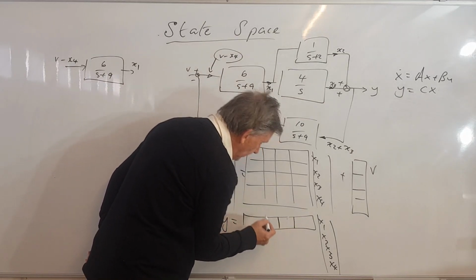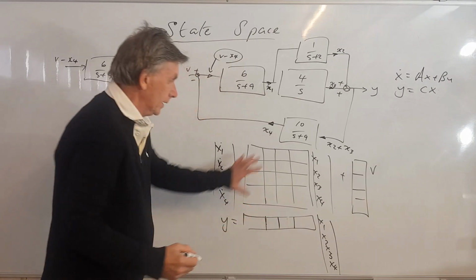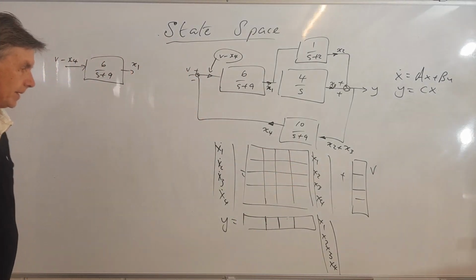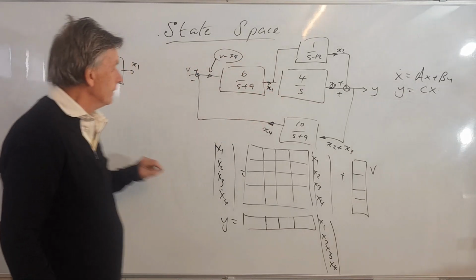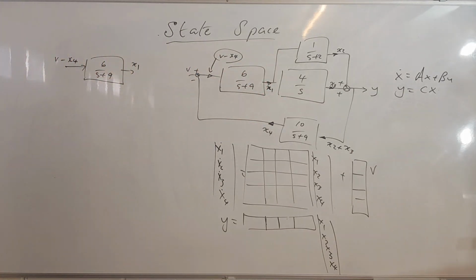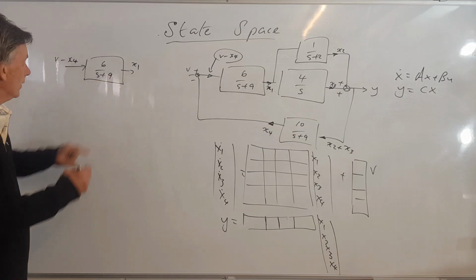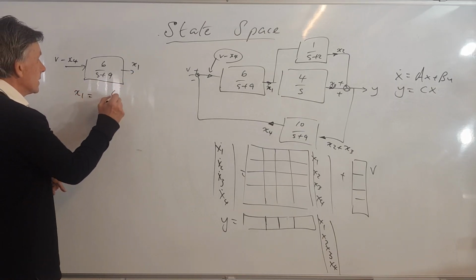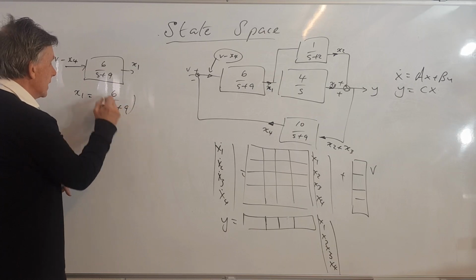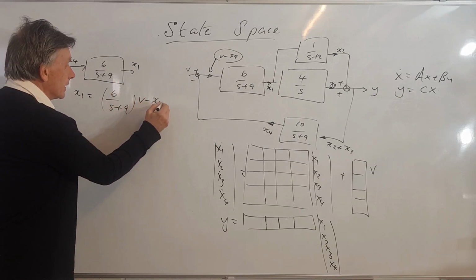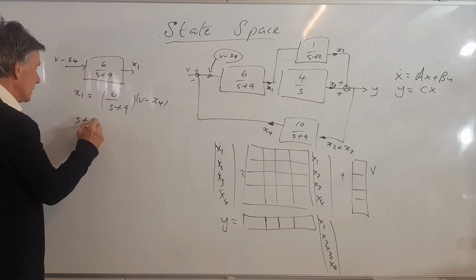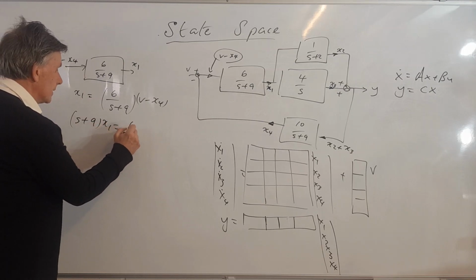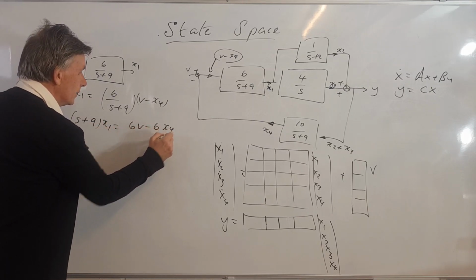Let's put some little boxes down for us to fill in now, to get our state space equations. So we start off by picking each box at a time, figuring out what's going into the box and what's coming out of the box. So for this one, we said x1 is equal to 6 over s plus 9 times V minus x4. So this is this times this. Then we can move this term up here: s plus 9 times x1 is 6V minus 6x4.